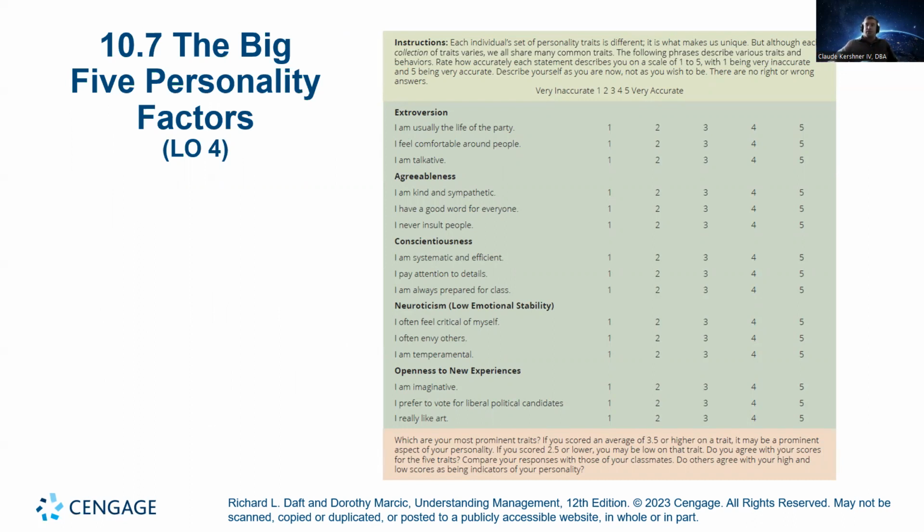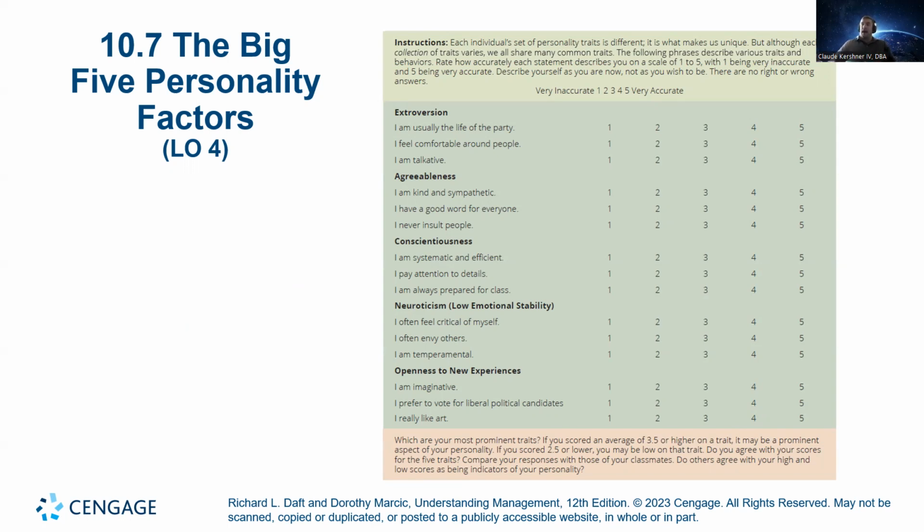Agreeableness, a question to ask yourself is, I am kind and sympathetic. Another good statement that you're agreeing with or not agreeing with is, I never insult people. So if you insult people, then you're not that agreeable. But if you don't really insult anyone, you're likely more agreeable. One last one for agreeableness is, I have a good word for everyone. You're an encourager. Is that an accurate way to describe you, or is that not an accurate way to describe you?